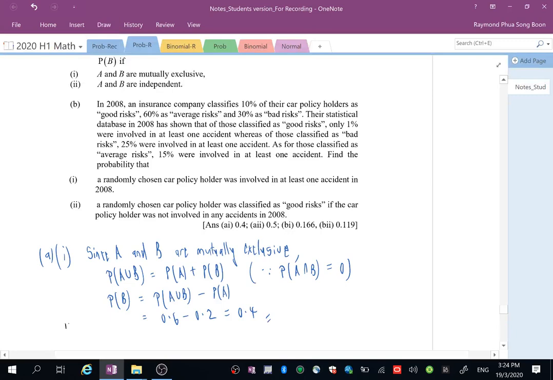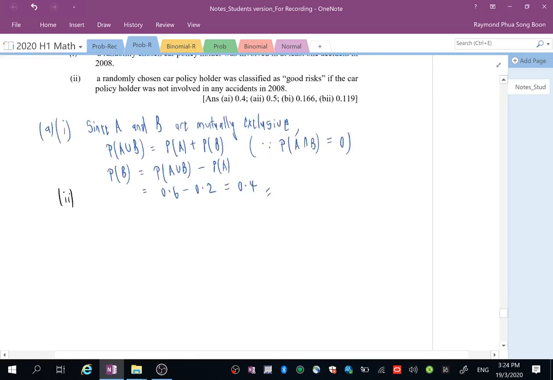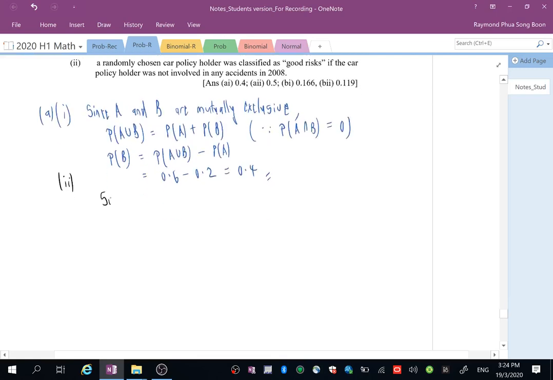All right, part 2. Now, with the same information, everything remains the same. You are asked to find PB again, but this time you are told A and B are independent. So we know that if events A and B are independent, then it will satisfy three conditions, or three tests. So now we just make use of one of these three tests or conditions that events A and B would satisfy, if they are independent.